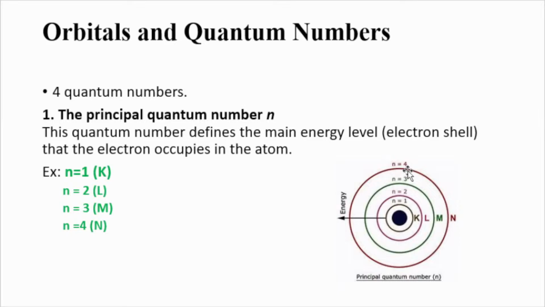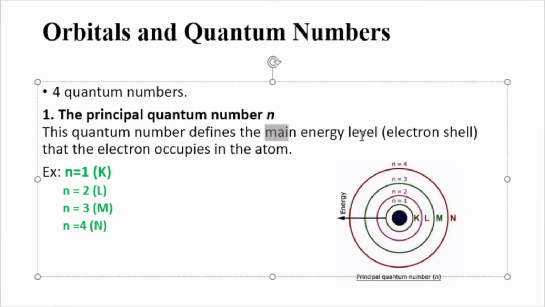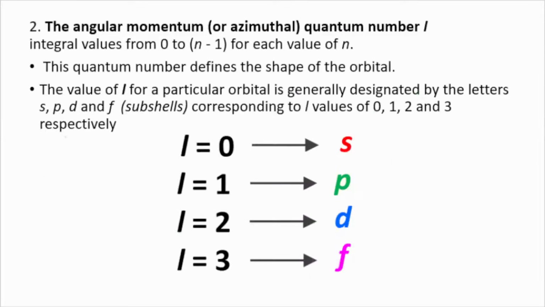This is denoted as principal quantum number. It is defined about the main energy levels. Energy levels and electron shell both are same. For the second one, that is called as the azimuthal quantum number, denoted by simple L. It comes from the values from 0 to n minus 1. That means we know the n.